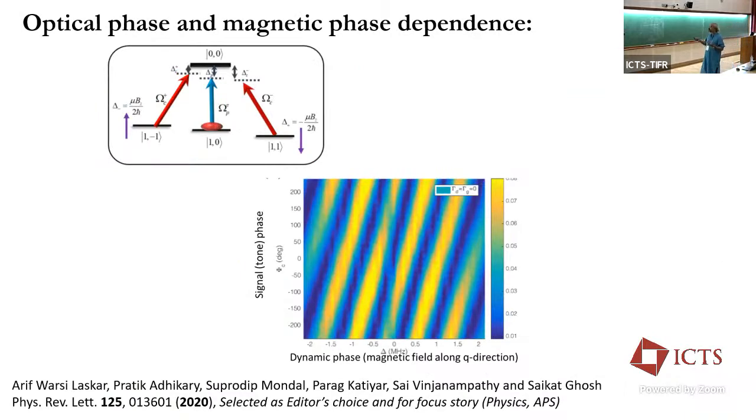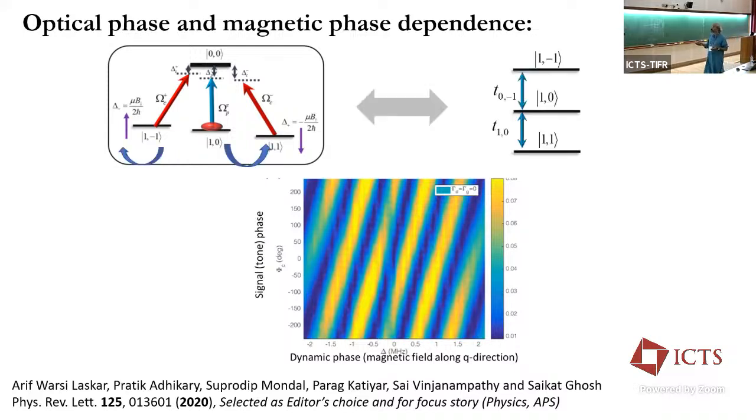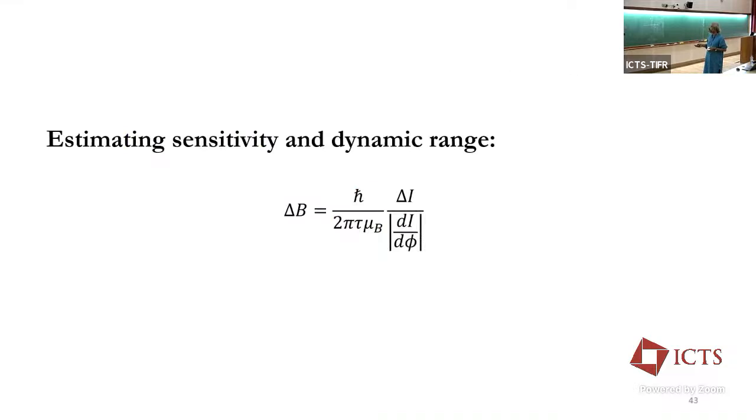We actually used this to demonstrate quantum synchronization for the first time, where you see this beautiful interference of phases with respect to the control and the optical phase and the magnetic field phase, but that's a different story I'll not get into. So now comes the question of how sensitive this magnetometer is.